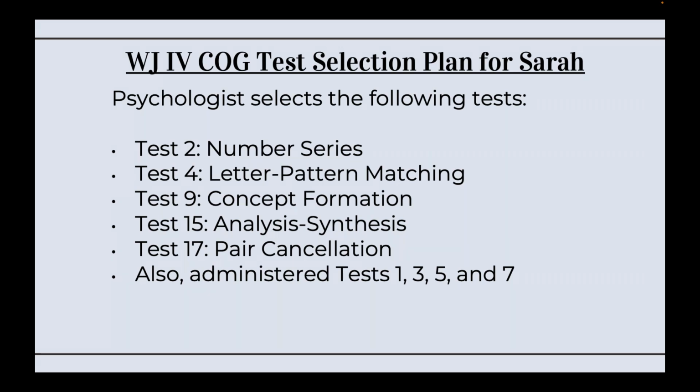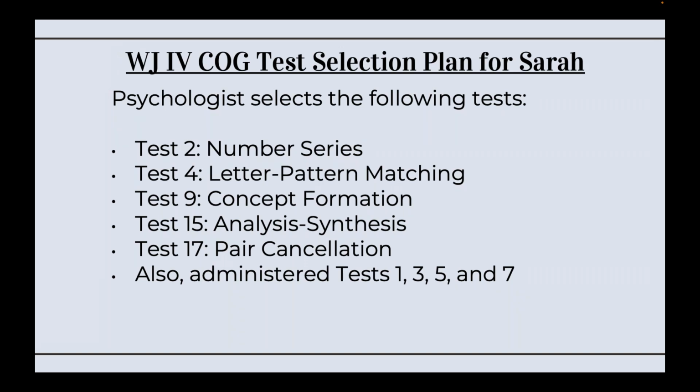In addition to measures of cognitive processing speed, that would include letter pattern matching and pair cancellation. Notably, the WJ4 COG also has several narrow ability clusters that allow you to really hone in very finely on specific ability areas you want to assess.